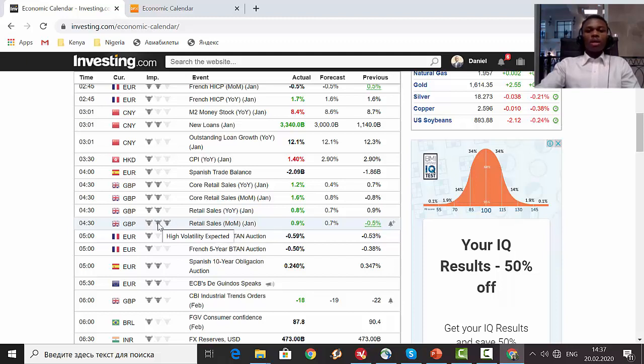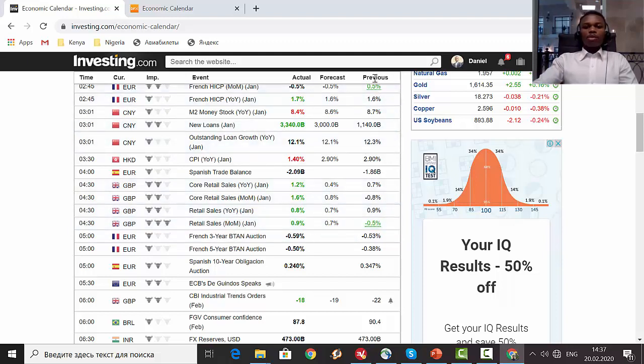Something else that we can think of is the results. There are the previous results, the forecast, and the actual results. This information can also help you to predict where these figures are likely to go, whether it's going to increase or go lower. It depends on the forecast, and we use the forecast combined with the previous results to predict where the market is likely to go.